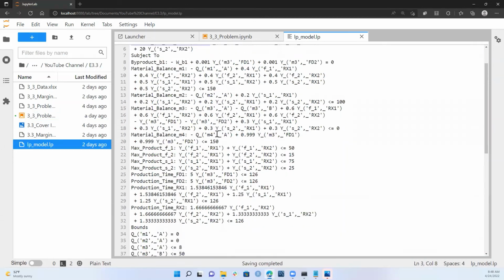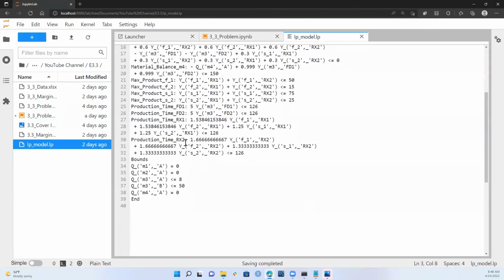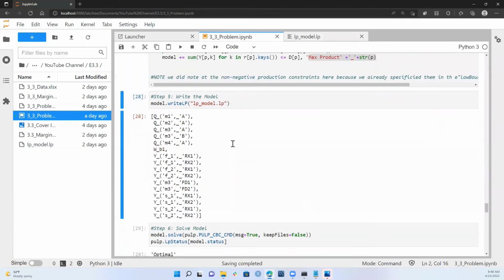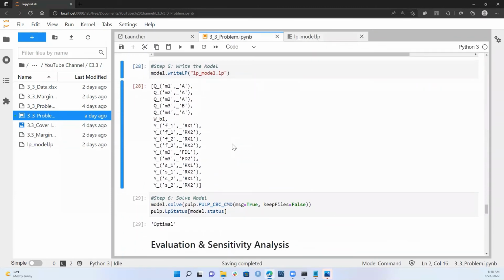I won't go through all of these. I've already done it. They are all built correctly, but I will note down here we also see now the additional bound that we've placed, the maximum bounds we've placed on our supplier material availability. So we can see here Q sub M3A and Q sub M3B, we see less than or equal to 8, again, correctly representing the maximum availability. So everything here looks in order. With that, we can move on now to solve the model.